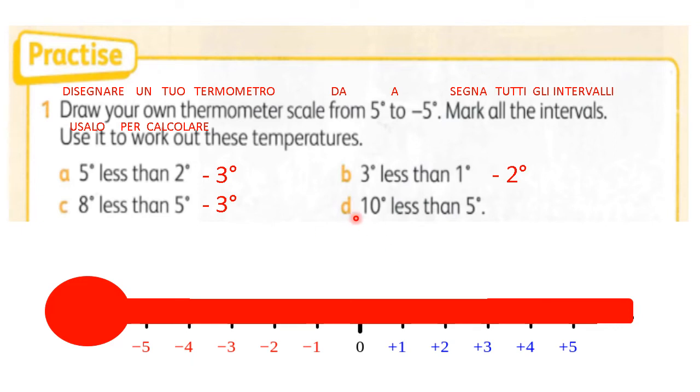D, 10 degrees less than 5 degrees. So we start at 5 degrees and we count back 10. 1, 2, 3, 4, 5, 6, 7, 8, 9, 10. So 10 degrees less than 5 degrees is -5 degrees.